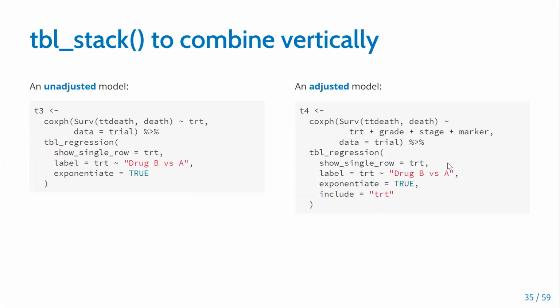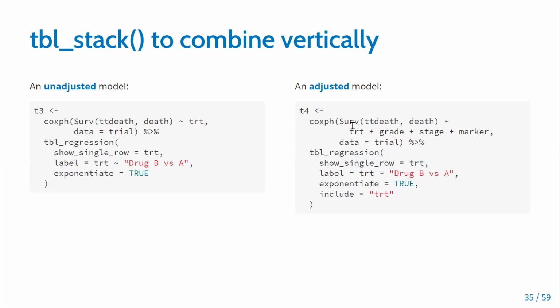So while merge merges things from left to right, you can stack things vertically. So let's take another similar example where we have a regression model, T3, that we're making, and it is a univariable regression, unadjusted. So we're looking at the unadjusted difference between the treatment groups here. And we are piping that into a TBL regression object. And while treatment is usually displayed as multiple rows as treatment A and treatment B, using the show single row argument, you can take something that's dichotomous, that's shown on multiple rows by default, and show it on a single row. And we're updating the label, and we're going to exponentiate.